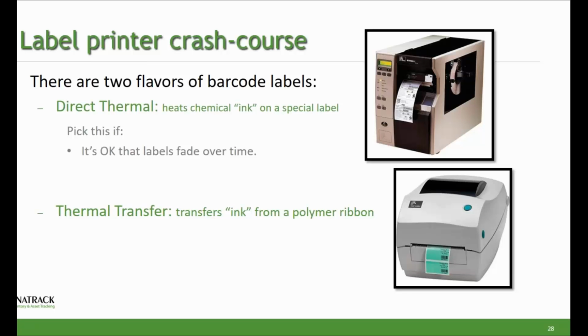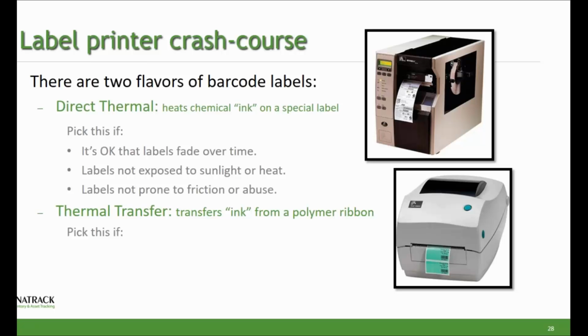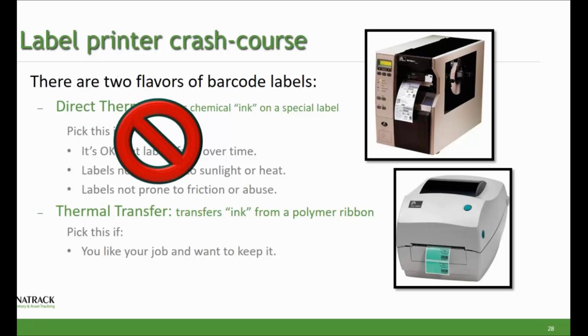So the first one, pick it if it's okay that your labels fade over time and you'll eventually not be able to read what's on the label after 3, 6, 9 months. It's okay that the labels are not exposed to sunlight or heat, and aren't prone to friction or abuse. With all those restrictions, thermal transfer, pick that if you like your job and you want to keep it. So your only real good choice is typically thermal transfer, unless you've got very temporary labels, and you're not really saving any money because you're spending the money on the paper that has that special chemical ink versus regular paper and that thermal transfer ribbon.